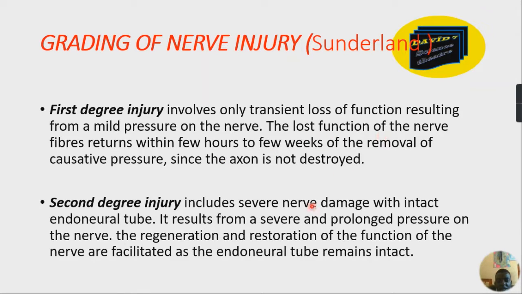Second degree injury includes severe nerve damage with an intact endoneural tube. It results from severe and prolonged pressure on the nerve. Because the endoneural tube has remained intact, regeneration and restoration of the function of the nerve will be facilitated. So here there is severe nerve damage, but the endoneural tube is intact.